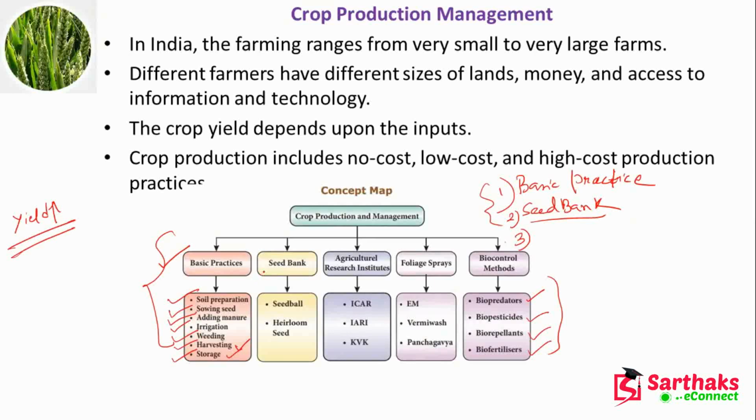Another thing is irrigation. Irrigation is also important because for crop production, one thing is very important: how much water you have, how much moisture you have in the soil. So at the time of irrigation, you have to keep in mind how much moisture you have in your soil. And weeding: whenever the plants are growing, you can see that several unwanted plants are also growing.